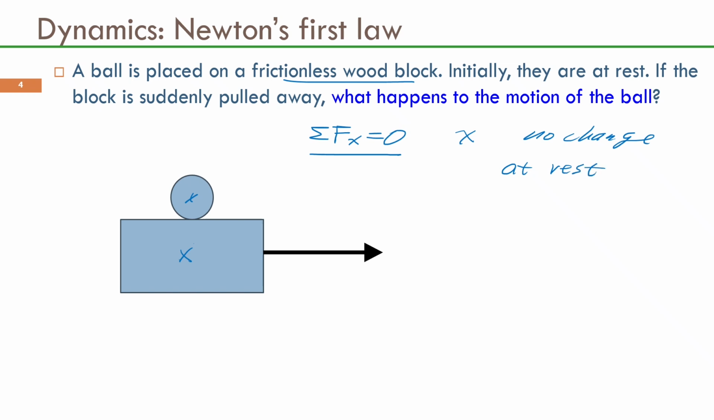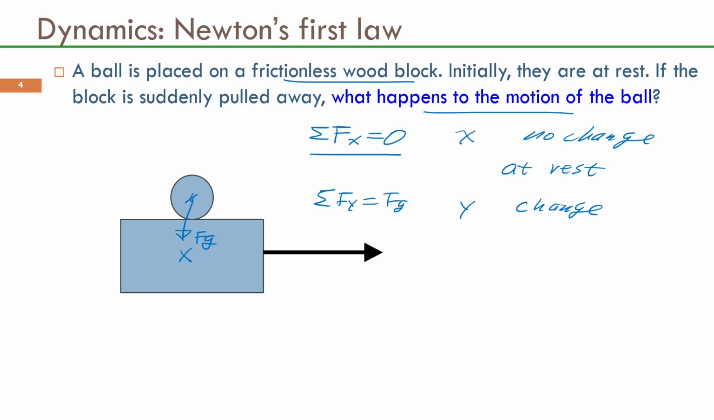Now let's look at the y direction. If we pull the block out, there is gravity on the ball. So the net external force along y direction is not zero. That means the motion along y direction is going to change. And what's going to be the change? We know the ball is going to fall. So overall, we know what will happen to the motion of the ball.